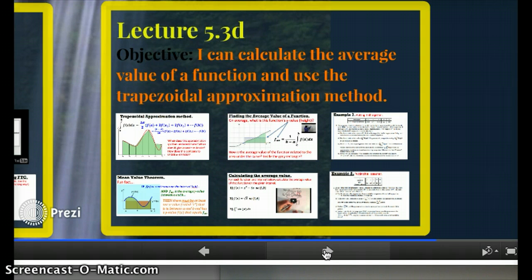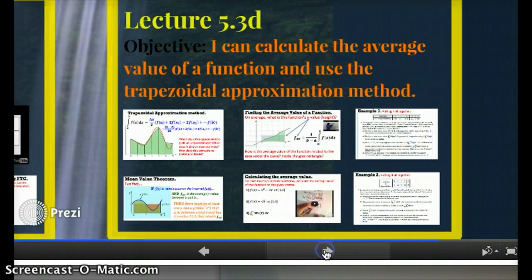The first skill is the trapezoidal approximation method, which you learned about last night. And then I'm going to show you how to find the average value of a function. And then we're going to put those two simple skills together in order to solve some application problems.